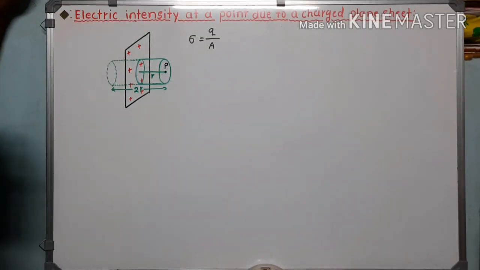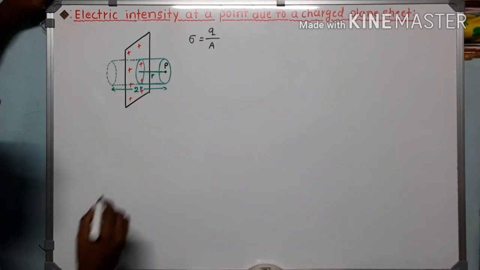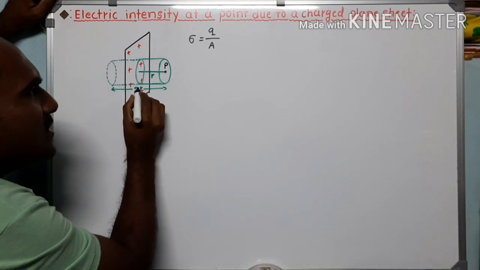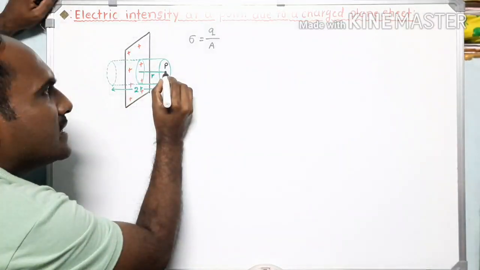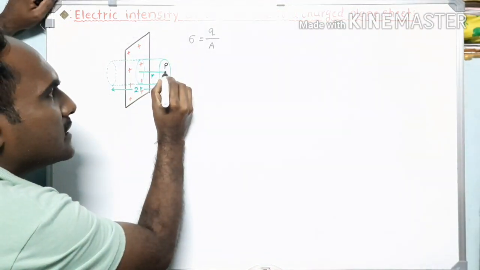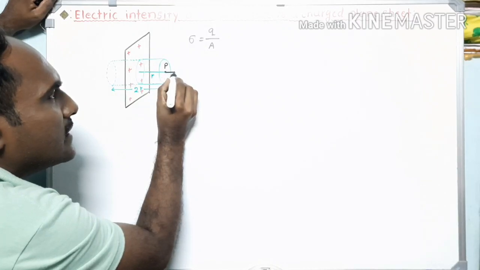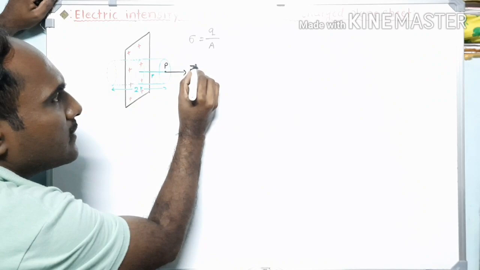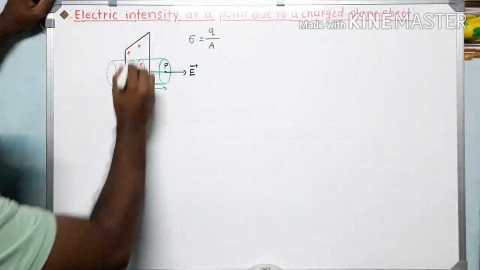Right? So look here, the plane sheet is charged positively. Electric intensity at a point P is acting in this direction. Why is it acting in the outward direction? Because it is positively charged.